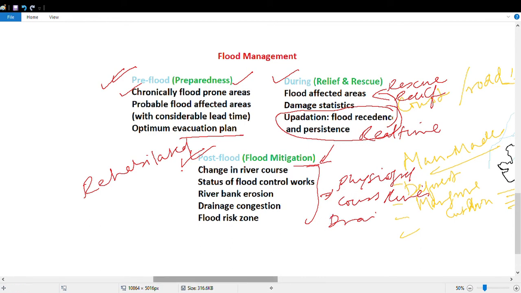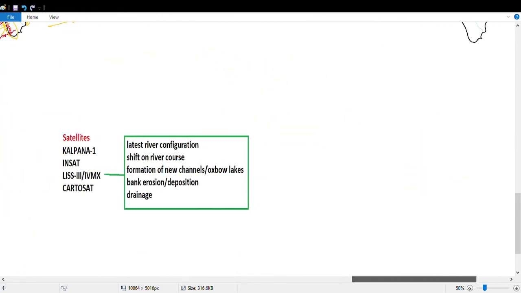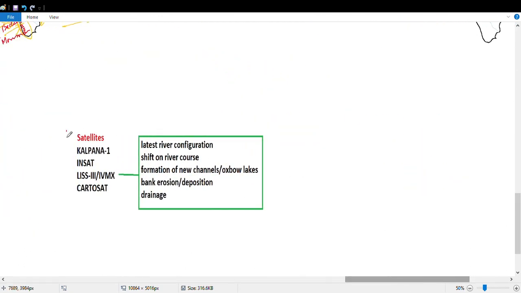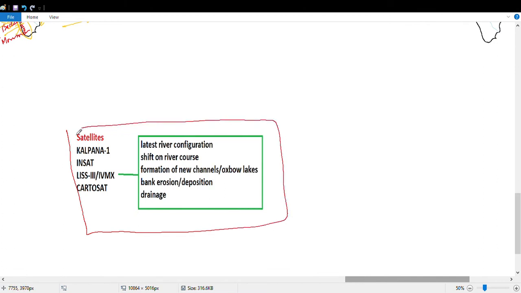Other than that, some of the methods we talk about are taking help from satellites like Kalpana, Insat, Cartosat or LISS, which help in proper mapping of land features. This helps to find out the route or altered route of a river, the course of the river, new formations around those rivers, or whether any erosional or depositional features have formed.